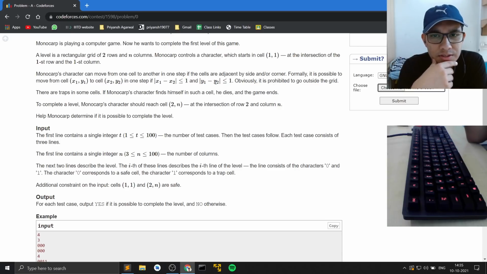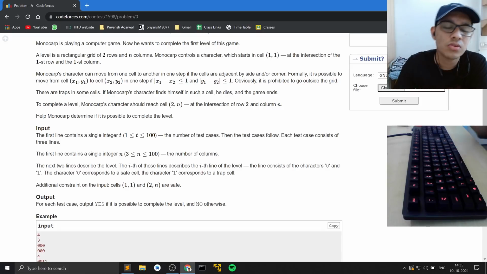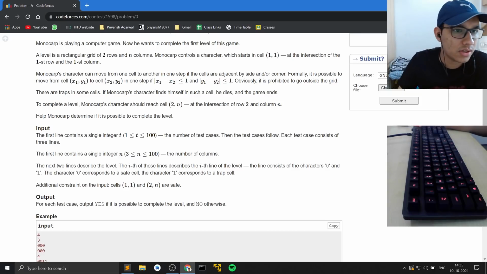If the cells are adjacent by a side, then we're changing the x. If they're adjacent by a corner, oh, okay, I see, I see. So we can also move to a corner, right?